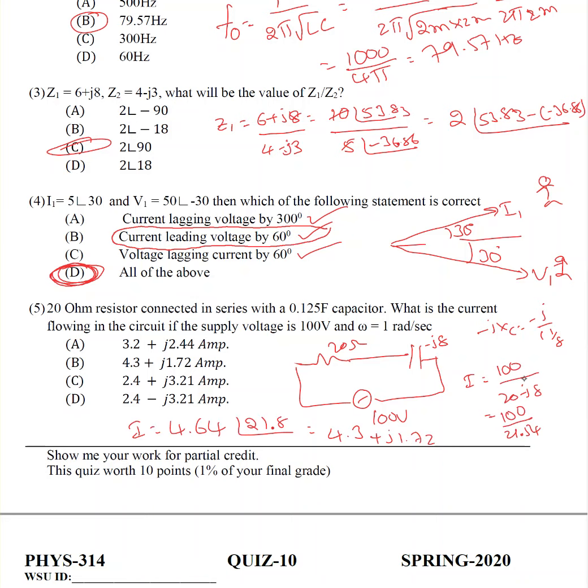So after doing the calculations, I end up with I equal to 4.64 at an angle of 21.8, where Z equal to 20 minus J8, which is 21.54 at an angle of minus 21.8. So 100 over 21.54 is 4.64, and the angle when it goes to the numerator is 21.8. So when I convert that into rectangular format, it is 4.3 plus j 1.72. That's the right answer. Now, next question.